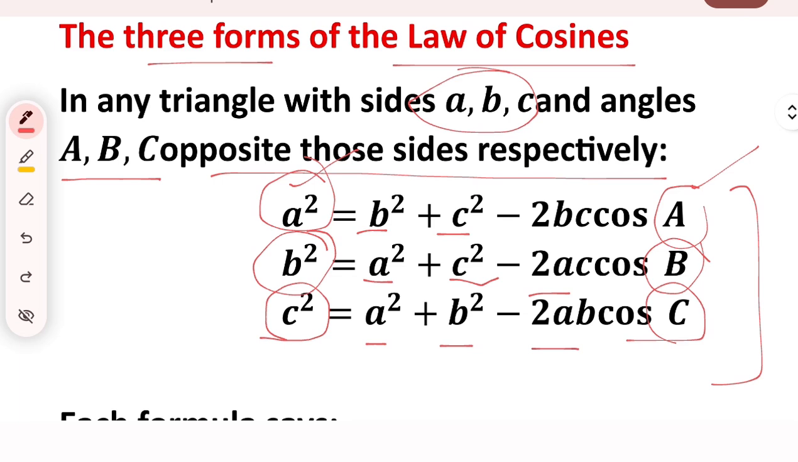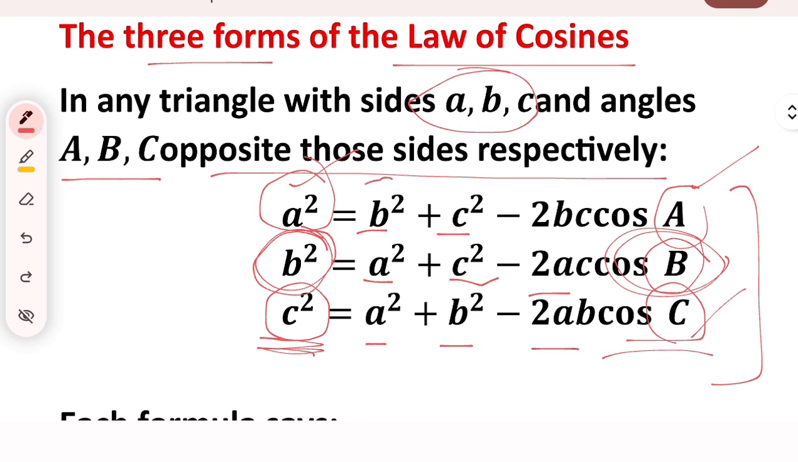So if you square the side B, you need to take the cosine of the angle opposite that side, which is capital B. If you take the square here of the side C, small c, you need to take the cosine on the other side, the cosine of the angle opposite to that side. It is the big letter C. So it's quite easy to memorize.